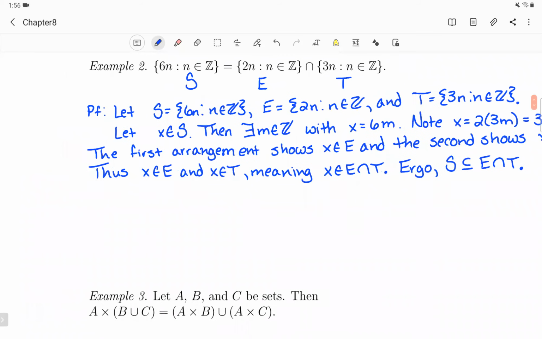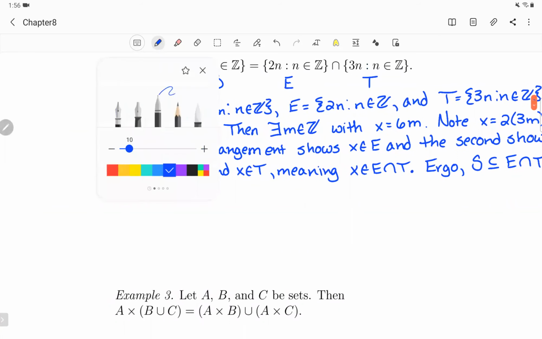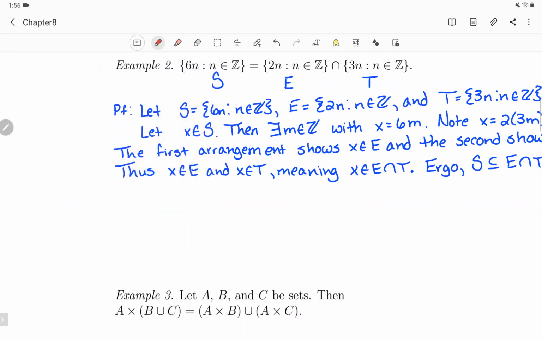Okay, so for the next direction, I want to do a little scratch work for us to think about. In the next direction, I'm going to assume x is in E intersect T. So that's going to mean x is 2k and x is also 3L. And what's my goal to get x in what? I need to get x in the form of 6 times something. So you see why this one's not quite as obvious. It's going to have an extra step.